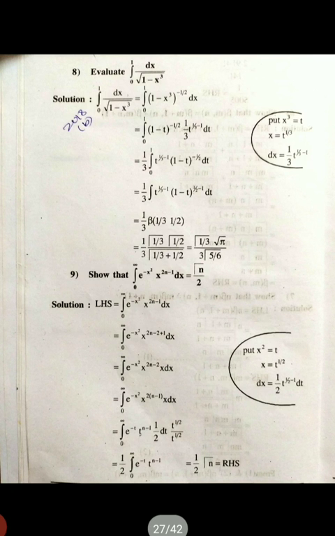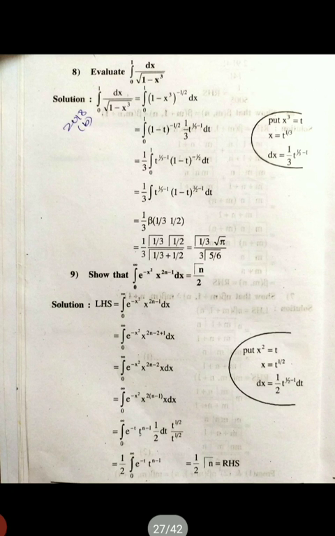Then dx is 1 by 2 t raised to 1 by 2 minus 1 into dt. This we will put in the equation. First, the LHS part: integration 0 to infinity e raised to minus x square as it is. Here the power of x is in the form 2n minus 1. We do not separate the x square for putting the t value.